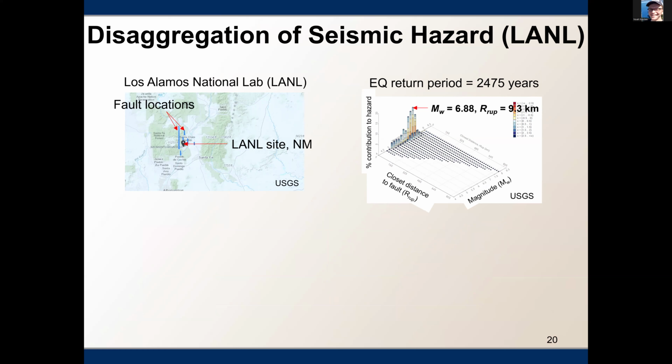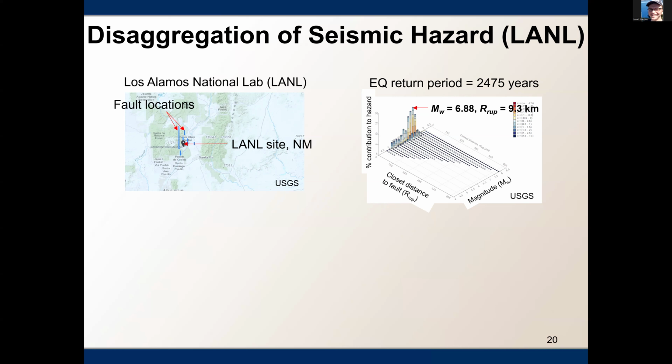So basically, I used two different sites. Here I have shown a site called LANL, which stands for the Los Alamos National Lab site. Here is the location of the site in New Mexico. You know that New Mexico is a low to moderate seismicity region, right? And you can also see the location of faults near the site.